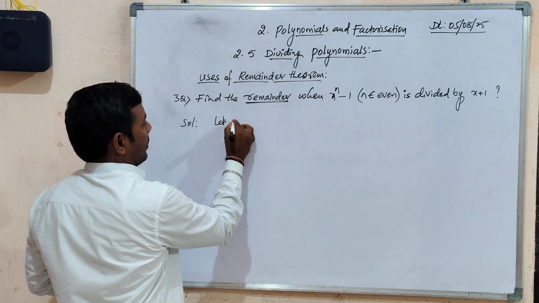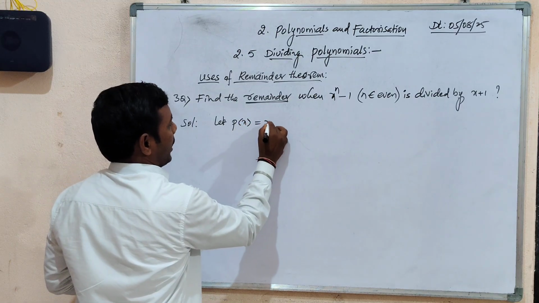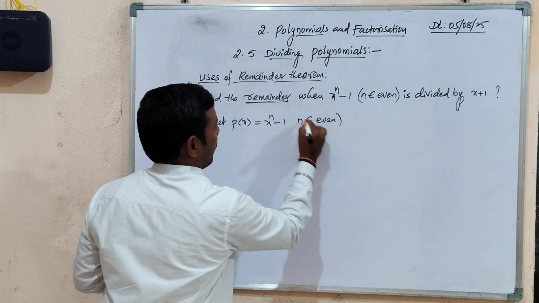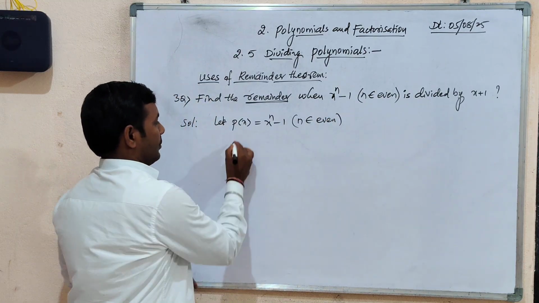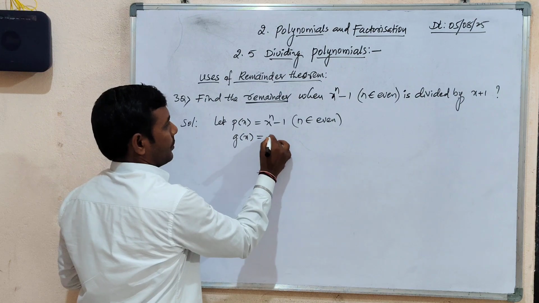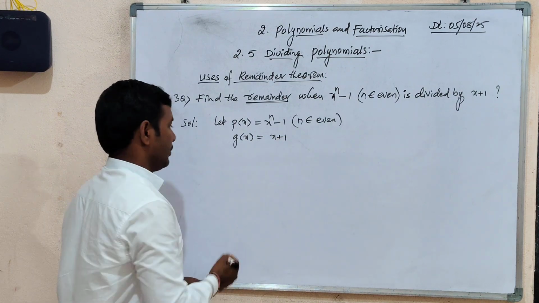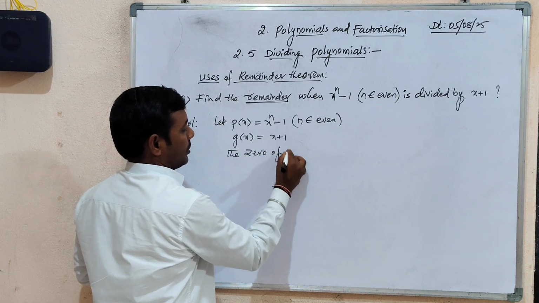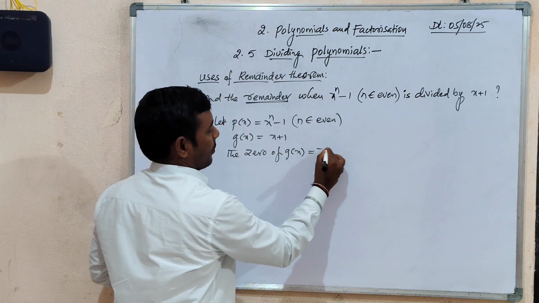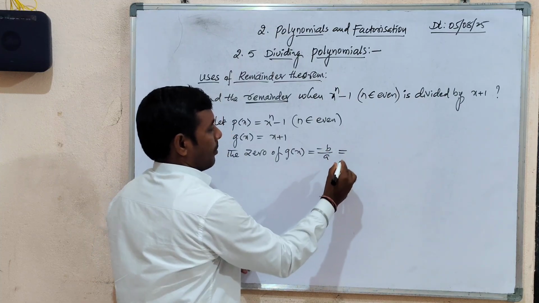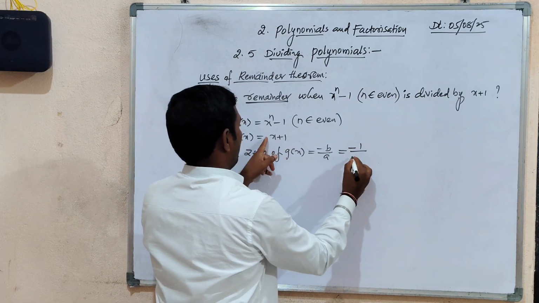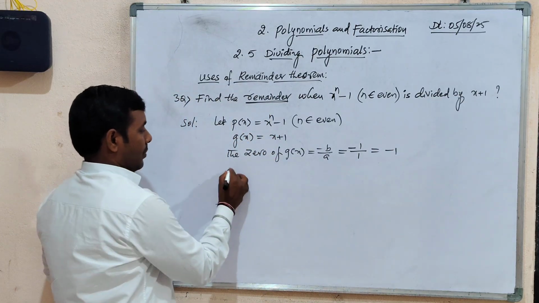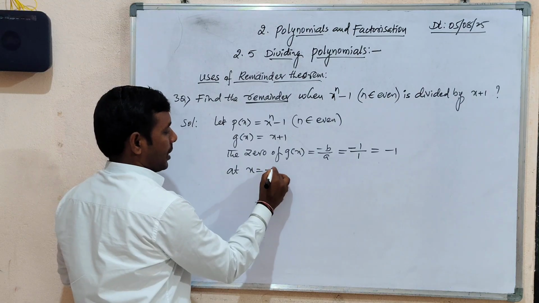Let P of x be equal to x to the power n minus 1, where n belongs to the even numbers. Now g of x is equal to x plus 1. Now the zero of g of x, by the formula minus b by a, with b equal to 1 and a equal to 1, is minus 1. So x is equal to minus 1.